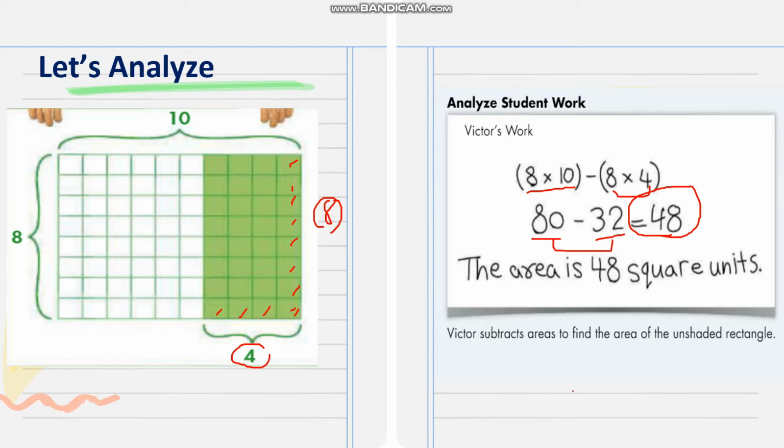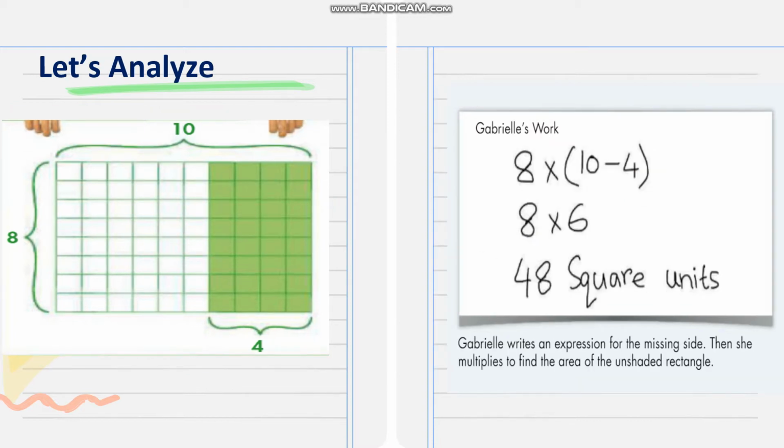Okay? Now, another way is you simply multiply 8 multiplied by 10 minus 4. Or you simply subtract the shaded part, which is 4, from 10. So 10 minus 4 is 6. Then you multiply it by 8, and you will get the same answer.